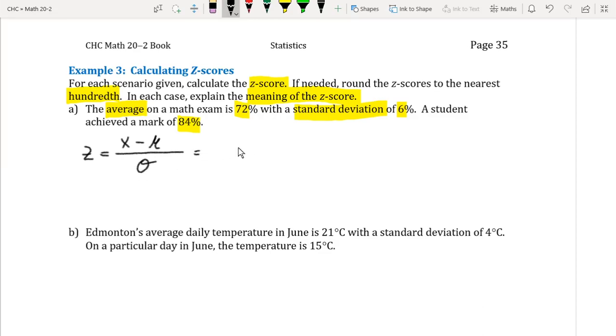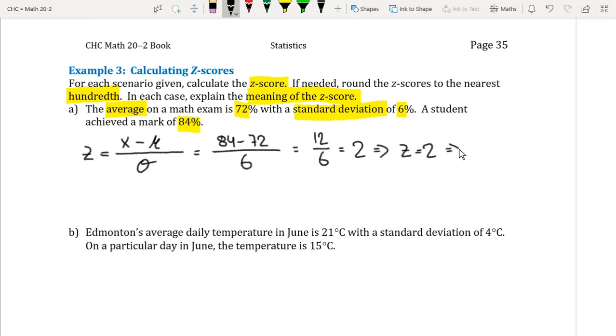Now we can just plug in our numbers. The student's mark was 84%, minus the class average, which was 72%, divided by the standard deviation of 6. 84 minus 72 is 12, divided by 6. 12 divided by 6 is 2. So this means that the student's z-score is 2.